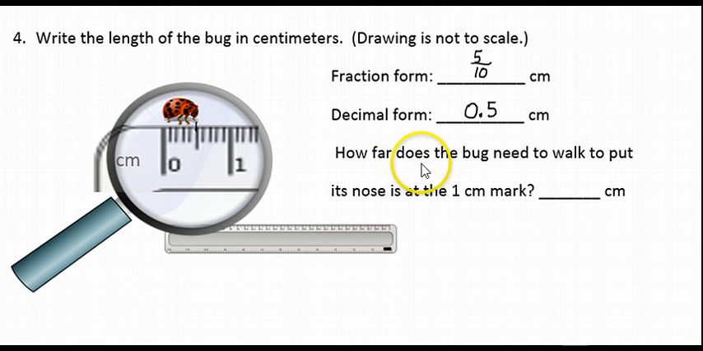The next question says, how far does the bug need to walk to put its nose at the 1 centimeter mark? That means it needs to continue walking from here to here. That would be 5 more tenths of a centimeter to get to the 1 centimeter mark. So it still needs to walk 5/10 of a centimeter.